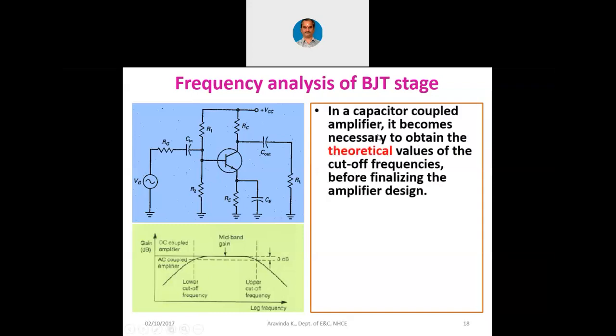Now, in a capacitor coupled amplifier, it becomes necessary to obtain the theoretical values of the cutoff frequencies before finalizing the amplifier design. Why? Because if you start designing and practically start testing without actually analyzing, then you will be wasting a lot of time in finalizing the values. It is always better that initially you have an idea about what values you are going to get. That is why we have more theory courses in engineering and fewer lab courses.